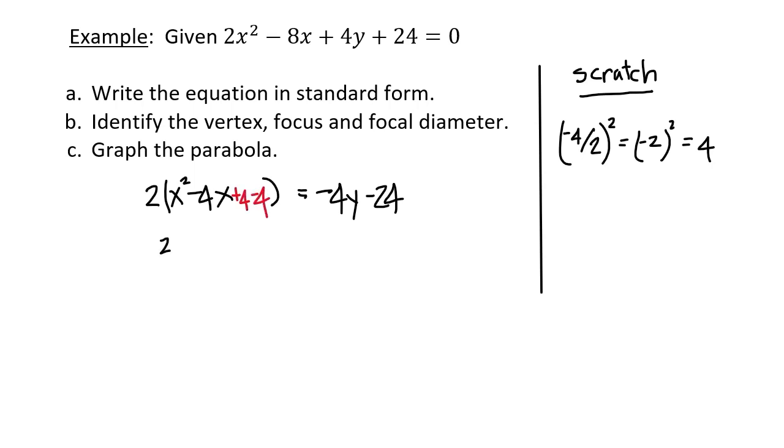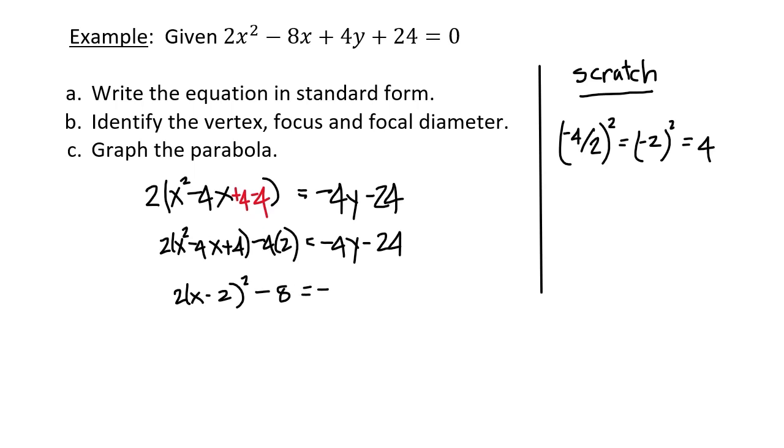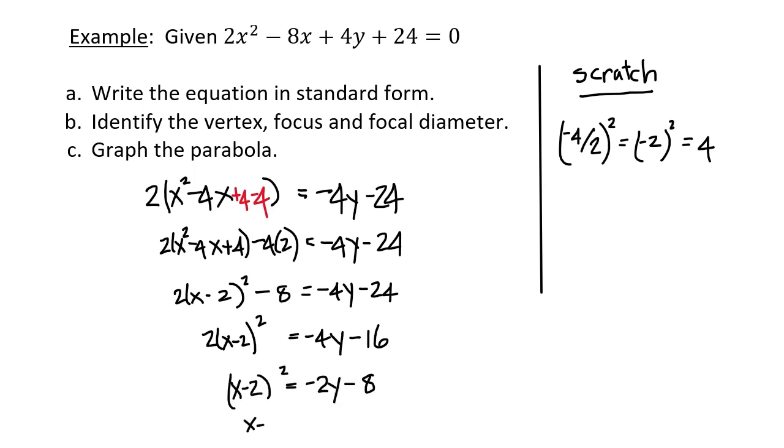So this will give me 2 times (x squared minus 4x plus 4), there's a perfect square, minus 4 times 2 equals minus 4y minus 24. So this is 2(x minus 2) squared minus 8 equals -4y minus 24. I'm going to add 8 to both sides. This is -4y minus 16. Then I'm going to divide both sides by 2. So I have (x minus 2) squared equals negative 2 times (y plus 4).